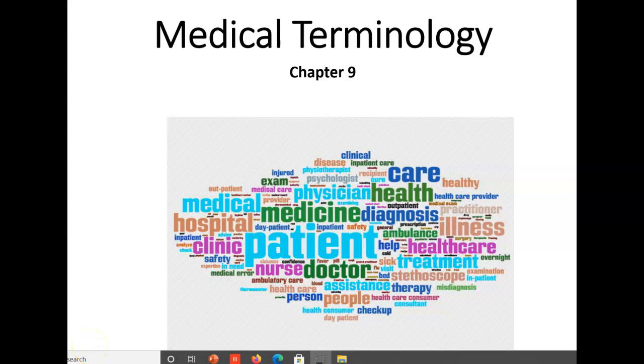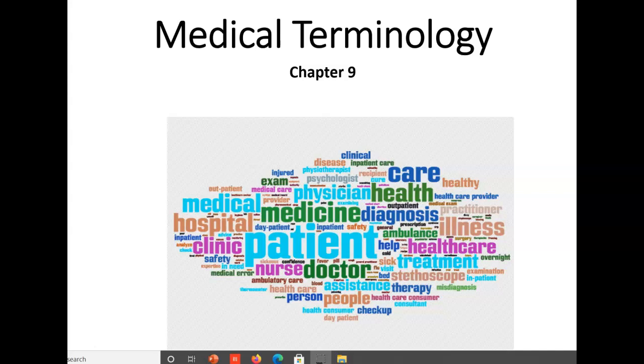We're going to be talking about medical terminology today. We're going to look at some common terms that you'll hear in medical terminology, some common approved abbreviations that are important for you to learn, and how we can talk about the body in more correct terminology when we are communicating with the healthcare team.